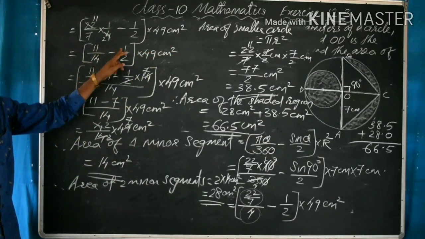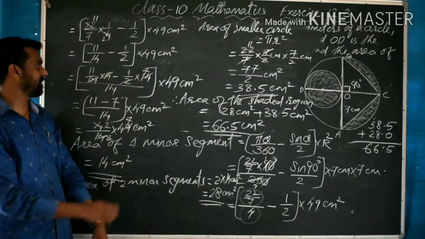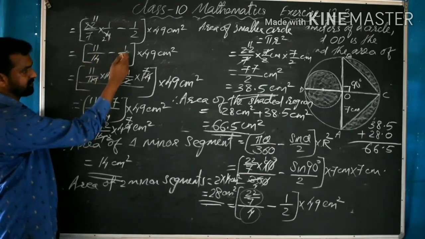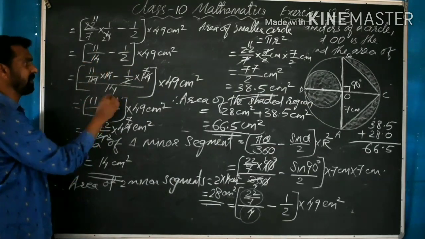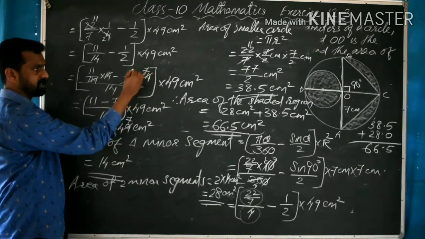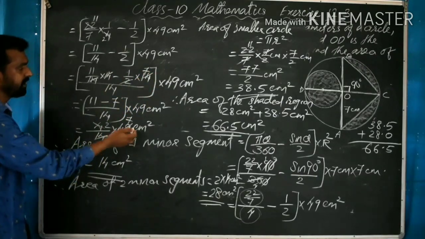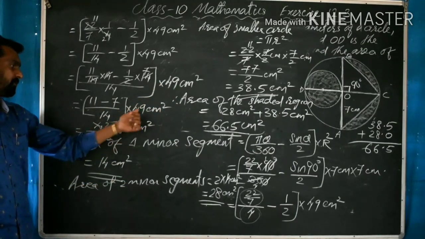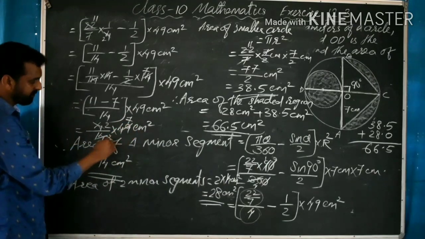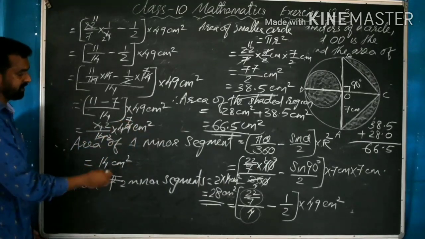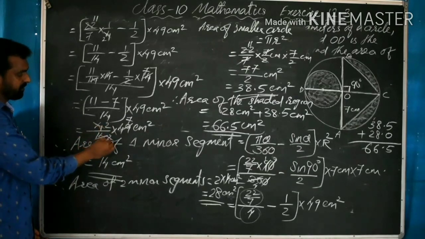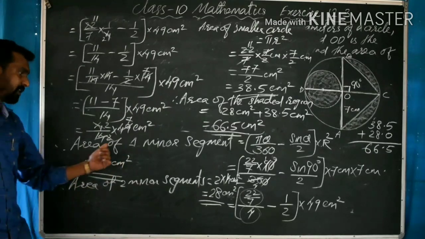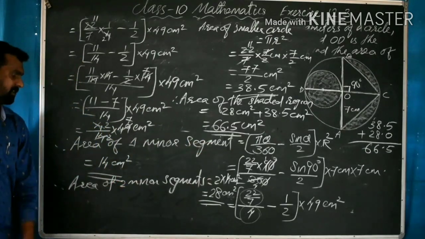Now 11 by 14 minus 1 by 2, subtracting two rational numbers, we have to take the LCM, that is 14. 11 by 14 into 14 minus 1 by 2 into 14. 14 we can cancel. 11 minus 14 by 2, that is 7, divided by 14 into 49 centimeter square. 11 minus 7, that is 4 divided by 14 into 49 centimeter square. Now 49 divided by 14 we can cancel, 7 7s are 49, 7 2s are 14. 4 divided by 2, that is 2. 2 7s are 14 centimeter square. That is the area of one minor segment, equal to 14 centimeter square.